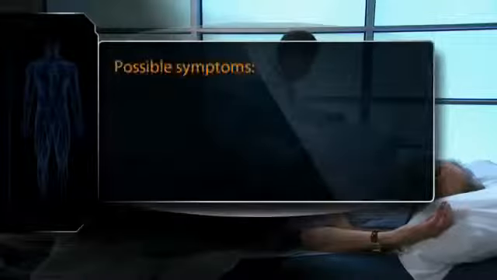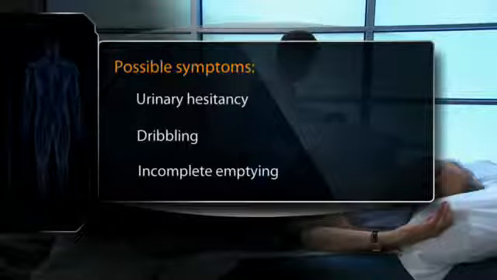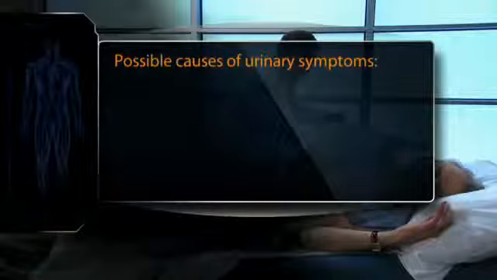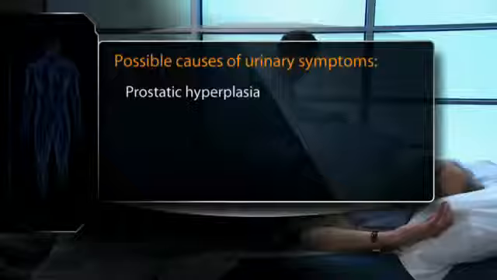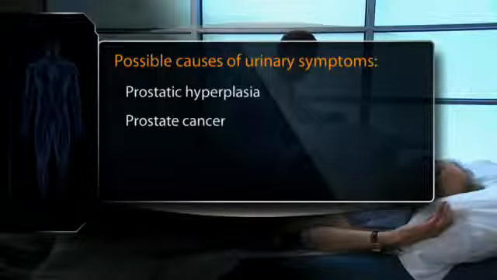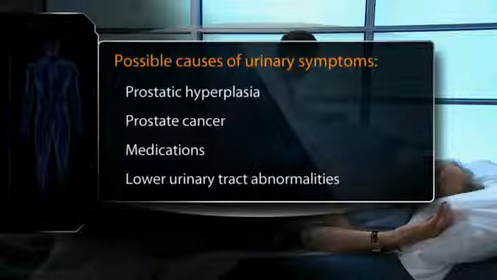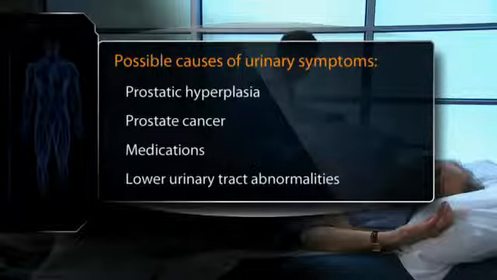Keep in mind that symptoms of urinary hesitancy, dribbling, and incomplete emptying may arise from causes other than benign prostatic hyperplasia, which is the proliferation of prostate epithelial and stromal tissue. These other causes include prostate cancer, medications, and lower urinary tract abnormalities like urethral stricture.